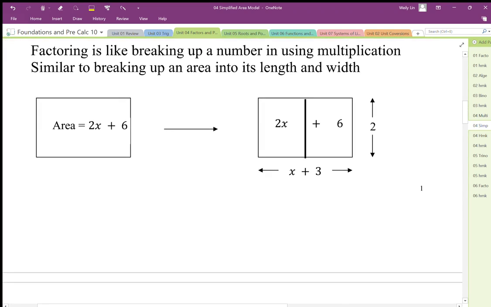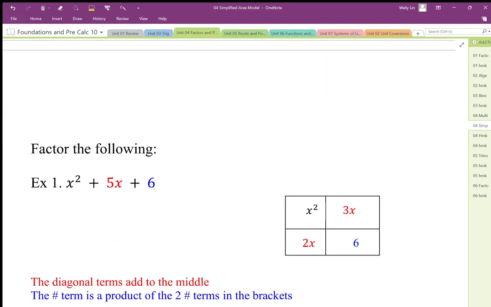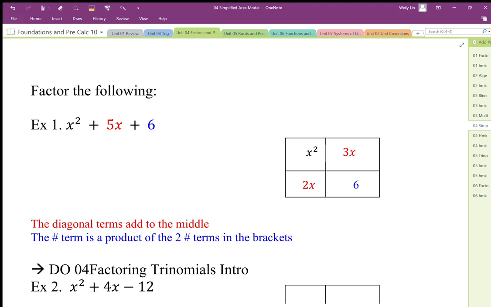We're factoring, we're breaking up the area into a length and width part. So when we're factoring quadratics, it really is the same thing, but the problem is the area is not shown as individual parts, because that 5x is really a sum of the two diagonal pieces along that. So those are like terms that get added up to that 5x.